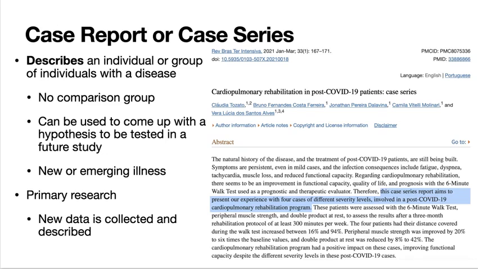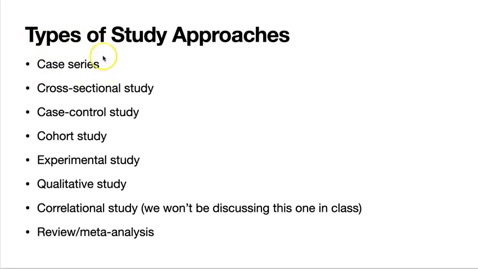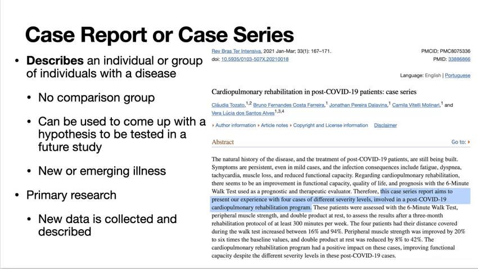So the first in our study designs is a case series or a case study. So here is an example of a case. This is a case series. So a case report or case series describes an individual or a group of individuals with a disease. There is no comparison group. This can be used to come up with a hypothesis to be tested in a future study. And more likely than not, it's about a new or emergent illness or a new or emerging treatment. And this is always primary research. It's always new data that's being collected and described.